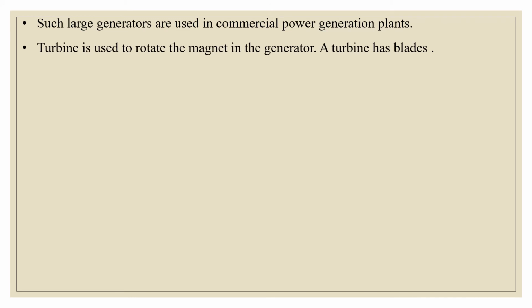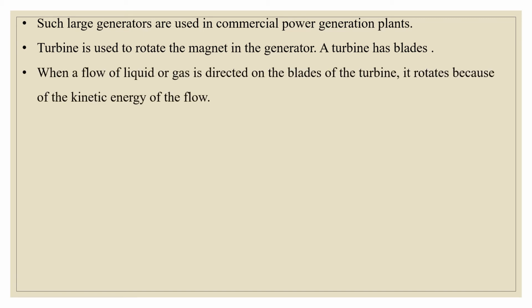A turbine is used to rotate the magnet. Here there are turbines, big rings, which are used to rotate the magnet in the generator. A turbine has blades, remember this. When a flow of liquid or gas is directed on the blades of the turbine, meaning water falls on it or air hits the turbine blades, it starts to move. It rotates because of the kinetic energy of the flow.